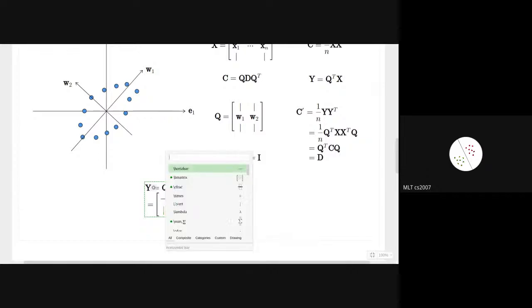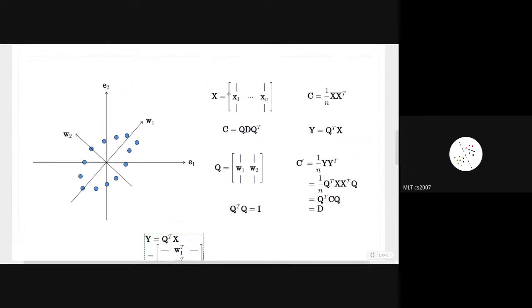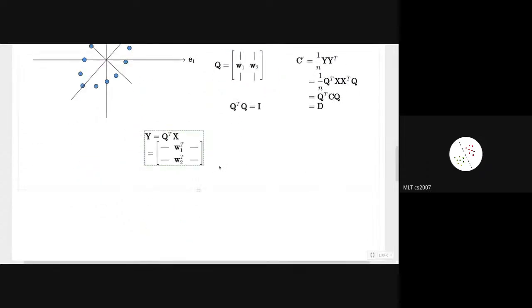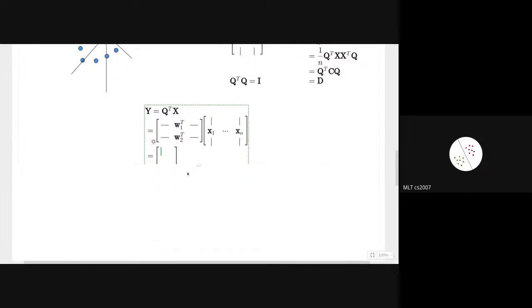This is also horizontal. Okay, so this is Q transpose. Now X is what? I just copy X from here. So this is Q transpose X. Now think about standard matrix multiplication. W1 transpose X1 will be my first quantity. What will be my second quantity here? It will be W2 transpose X1, right?